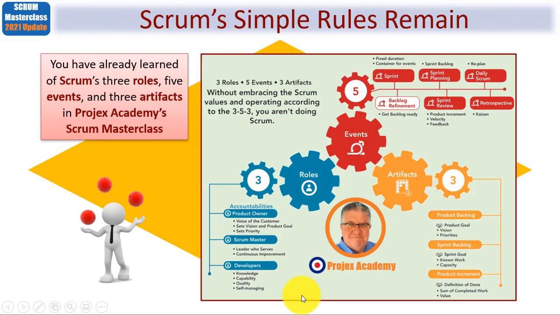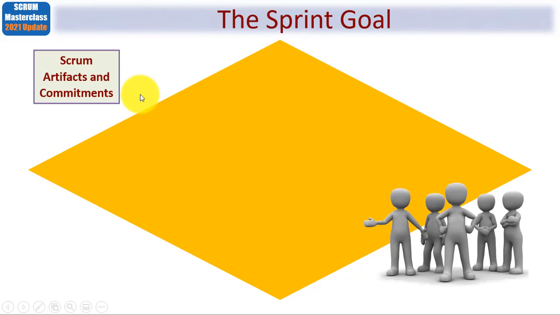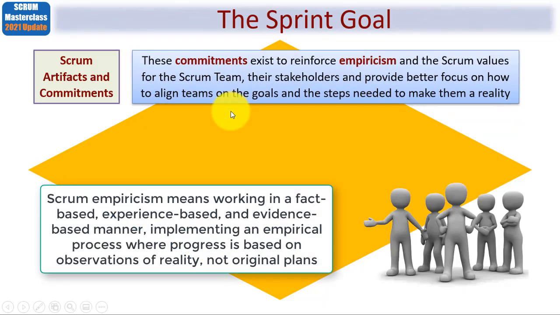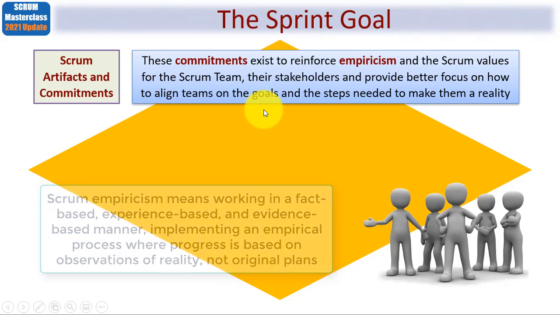So I'm reinforcing the fact here that Scrum's simple rules remain untouched. Referring to the Scrum artifacts and these commitments, starting with the sprint goal, and still on the topic of Scrum artifacts and commitments: these commitments exist to reinforce empiricism. It does so through the Scrum values for the Scrum team, their stakeholders, and to provide better focus on how to align teams to the goals and the steps needed to turn them into a reality.